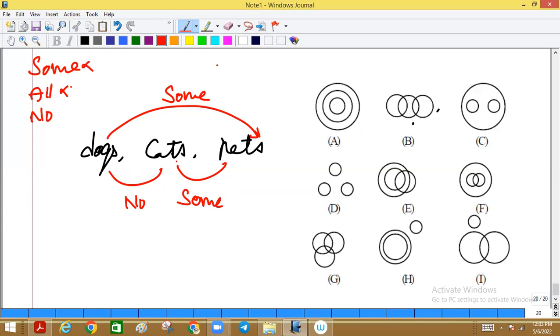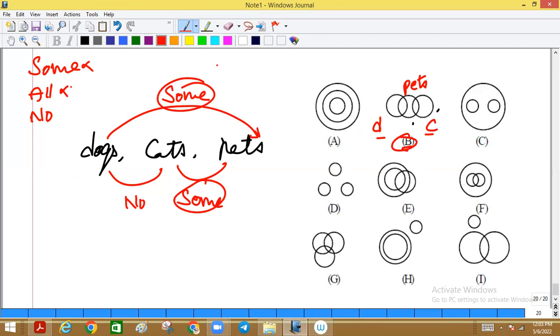Now, by saying these three, in which of these following Venn diagrams can you see some and no relation? Which option? Option B. In this option B, obviously these are dogs and these are cats. There is no relation between dog and cat. But if you put pet at the center, some pets are dogs, some pets are cats, and no dog is a cat. So your answer is B. You got how to look at the question?